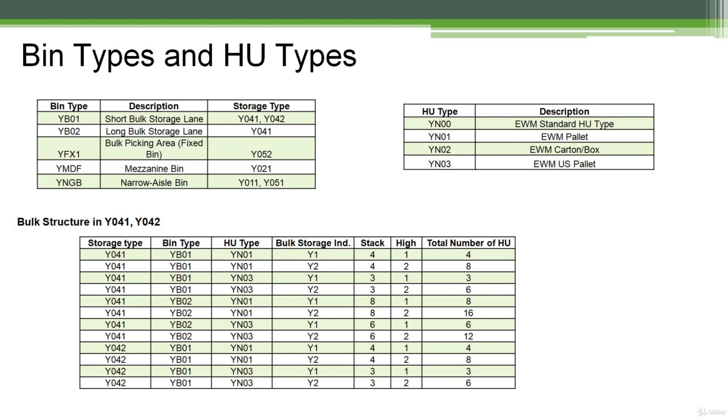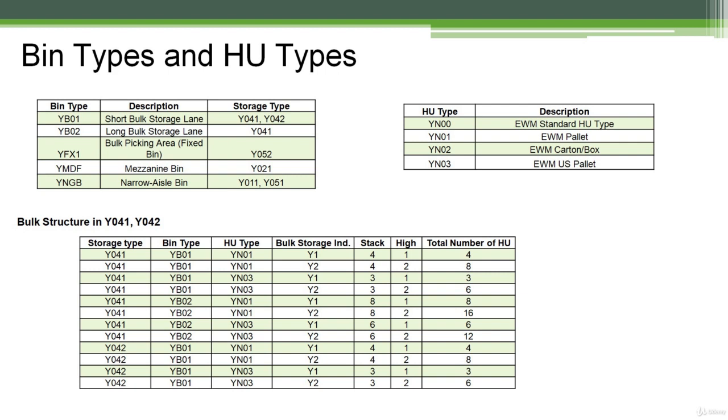We are going to use an EWM pallet, which is a regular pallet, carton or boxes. Handling units created as carton boxes will have handling unit type YN02. We'll have EWM US pallet, which is again a special pallet created as YN03. We can also go through the bulk structure in storage types Y041 and 42.